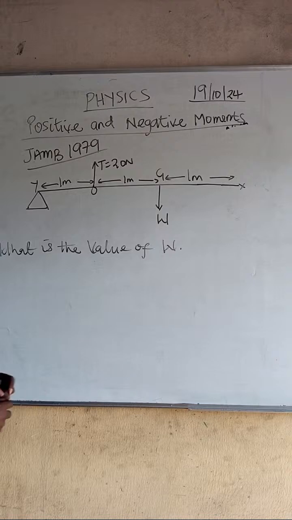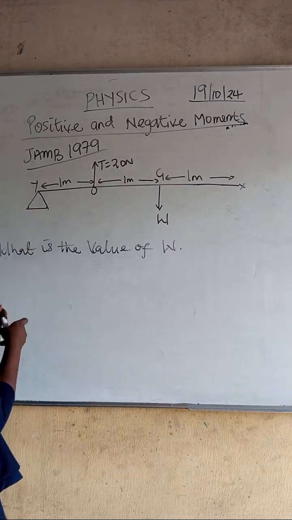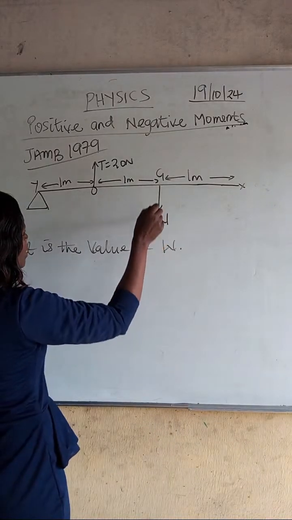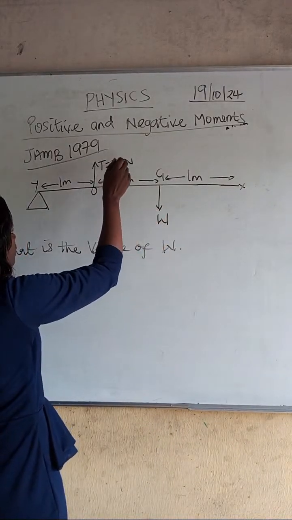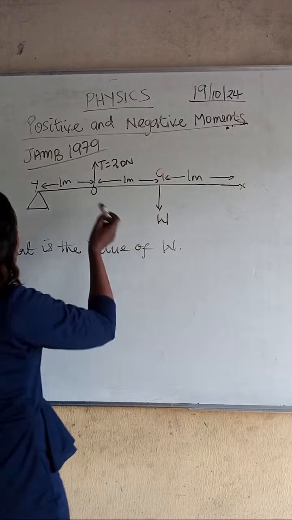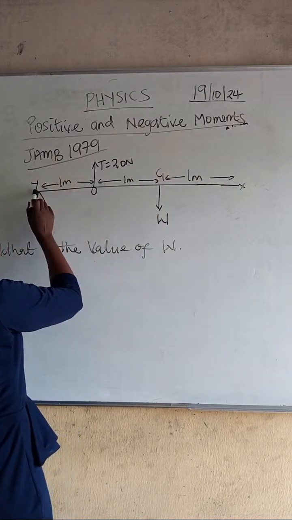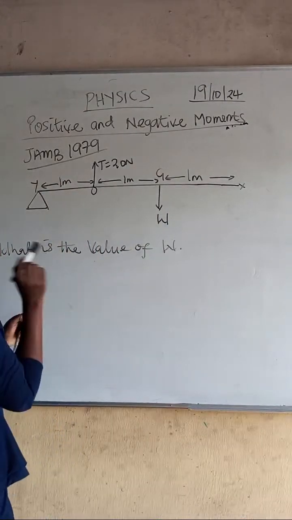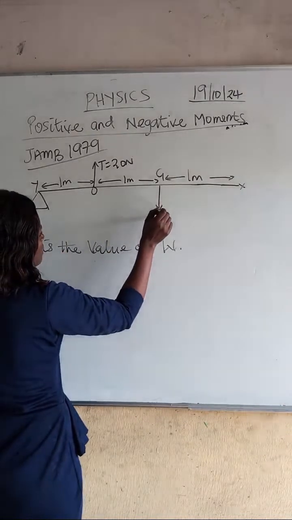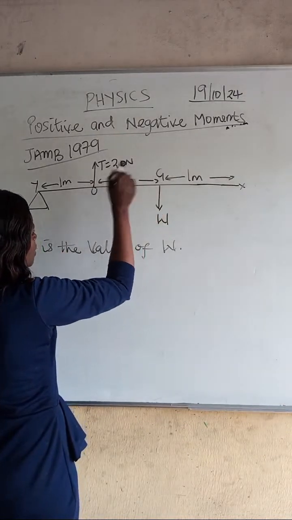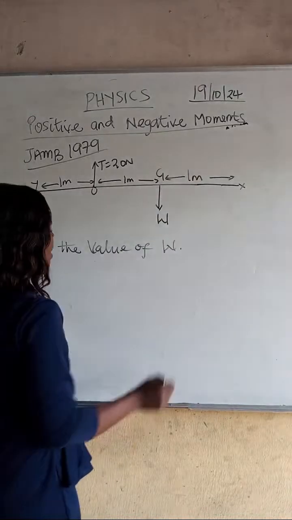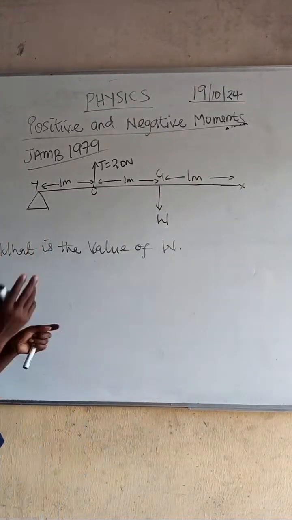To find the value of W, I have this pivot here. Then I have W acting down. I have T, which is the force of 20 newtons acting upwards. Then the distance from this T to this point, where the pivot was hung, is 1 meter. Then the distance from this weight, where this was hung, is 1 meter. Okay? So we have to find the value of W.